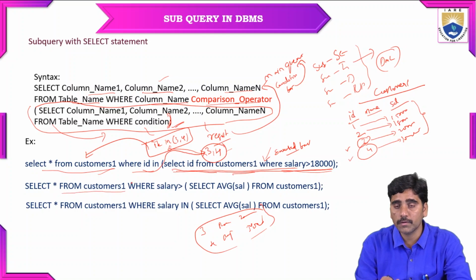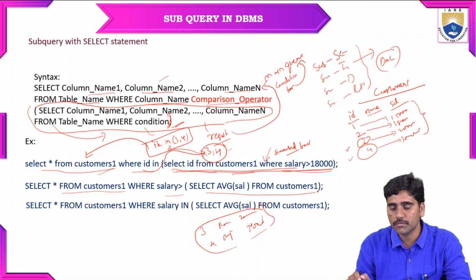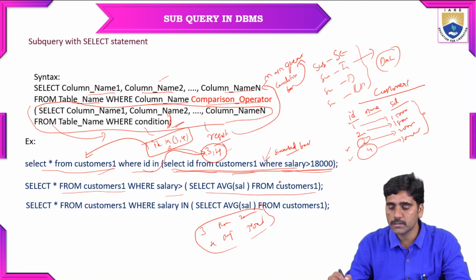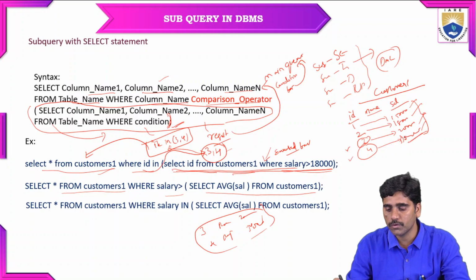Similarly, select star from customer 1 where salary greater than (select average of salary from customer 1). Here, for the average salary, 15,000 plus 18,000 plus 20,000 plus 30,000, totally it is counted as the average of salary. So what is the average salary? Divided by 4, that is nearly 21,500. So about 20,000 will be the average salary.